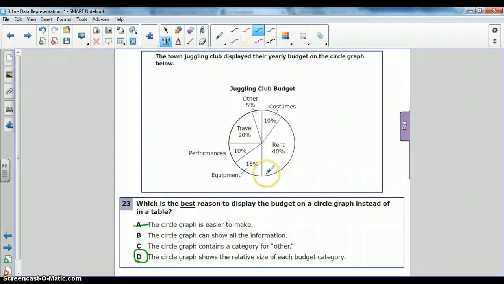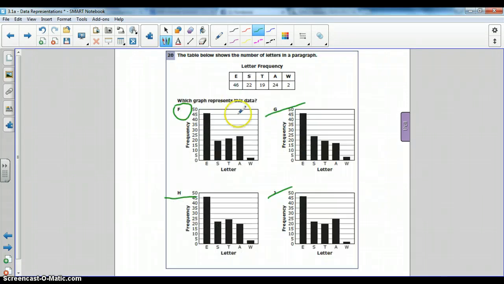Circle graphs are great at budgets and getting a broad picture of things. They're not going to give you specifics. We don't know how much rent is, but we know it's 40% of their yearly budget. And just easy taking it from one to the other. I think these are all about details, just really paying attention.